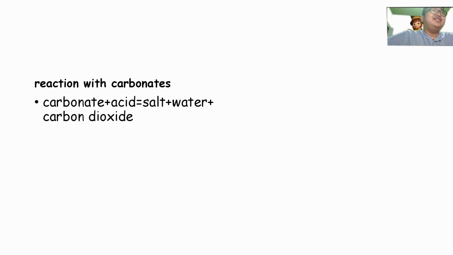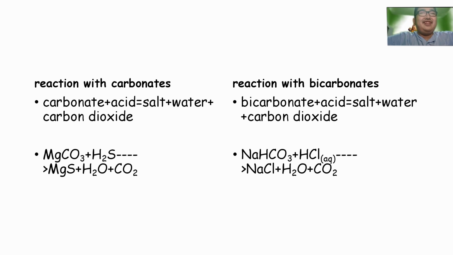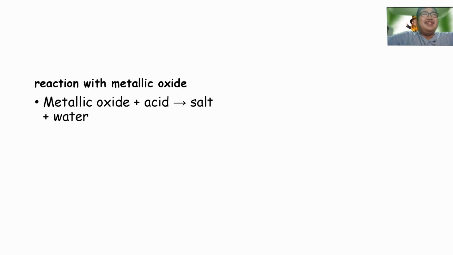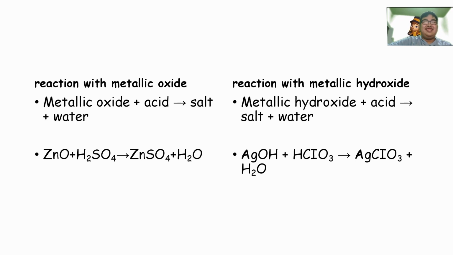Reaction with carbonates. Carbonate plus acid equals salt plus water plus carbon dioxide. That is the example. Reaction with bicarbonate. Bicarbonate plus acid equals salt plus water plus carbon dioxide. That. Reaction with metallic oxide. Metallic oxide plus acid equals salt plus water. And that's the example. Reaction with metallic hydroxide. Metallic hydroxide plus acid yields salt plus water. And that is the example.